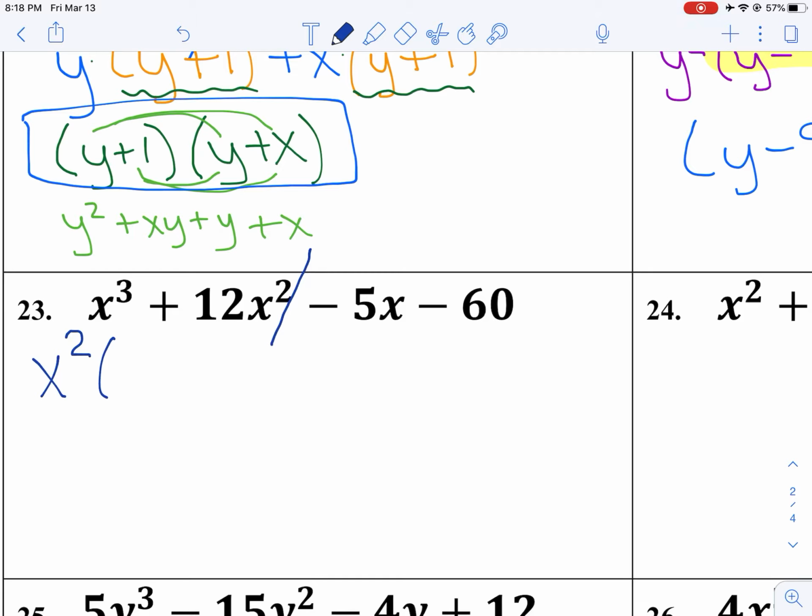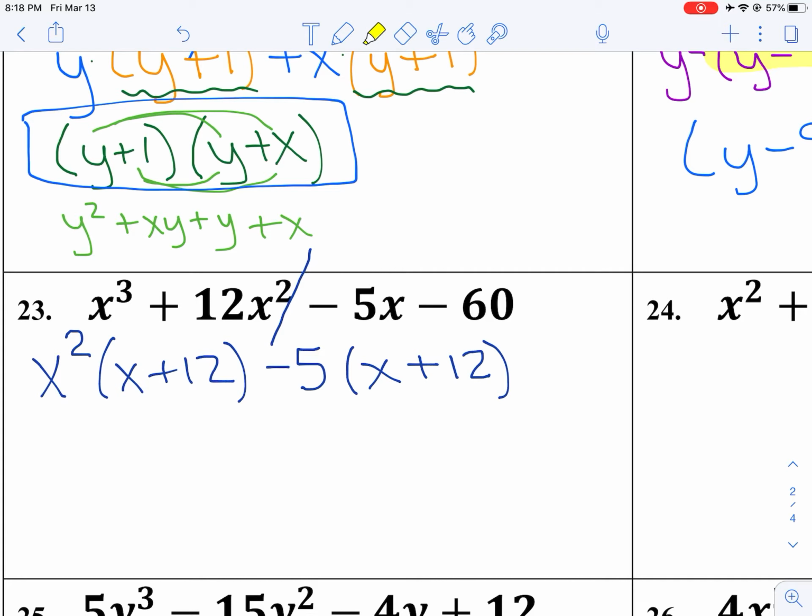Okay, so that's x plus 12. Awesome. Then I look at this other one. Now, didn't we say that if the first term was negative, to factor out a negative? So they also have a 5 in common, so I'm going to take out a negative 5. Negative 5x divided by negative 5 is just going to be x. Negative 60 divided by negative 5 is going to be a plus 12.